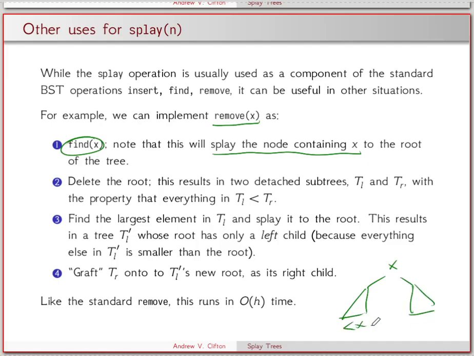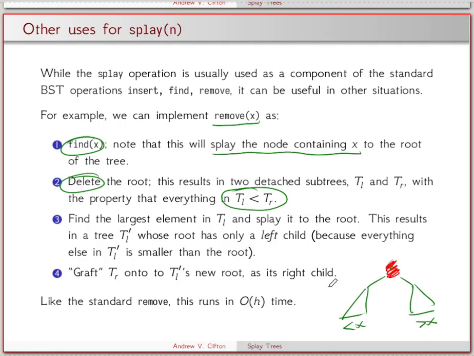And of course, everything over here is less than X, and everything over here is greater than X. Then we just delete the root, right? So it's just gone. That leaves me with two detached subtrees. I have a left subtree and a right subtree, and I know that everything in my left subtree is less than everything in my right subtree.